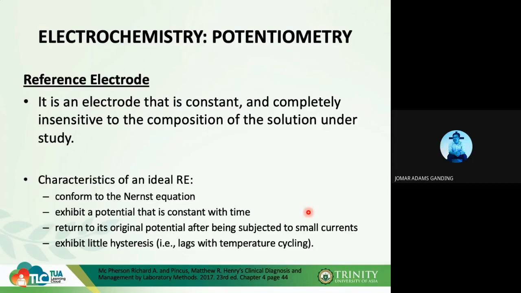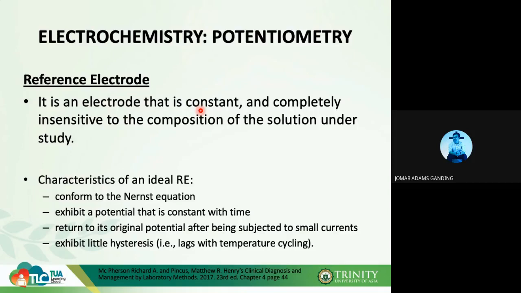So next, it should exhibit a potential that is constant with time, okay? Number one, a reference electrode should be constant, okay? Because if there is fluctuation with the potential or the voltage within your reference electrode, it will affect your measurement, okay? It will also affect our measurement. So having said that, your reference electrode should also be able to return to its original potential after being subjected to small current, okay? So, dapat nakakabalik siya agad.